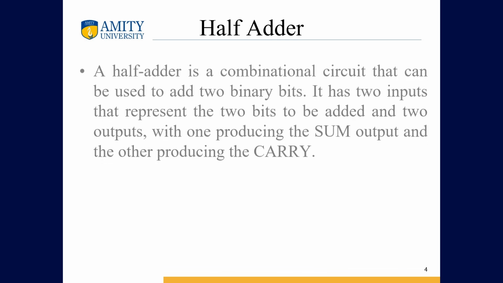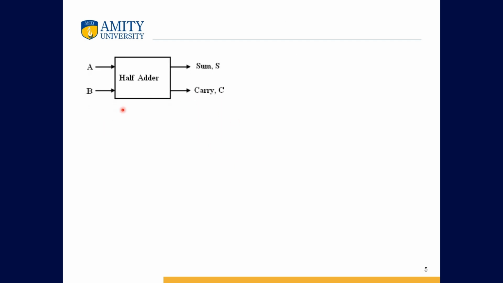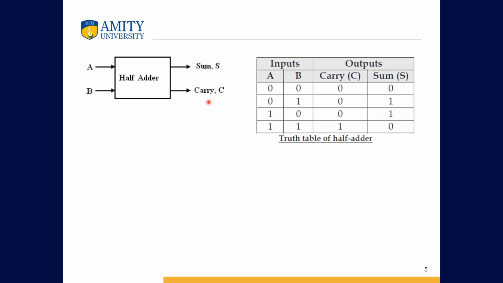Starting with a half adder, we can say that a half adder is a combinational circuit. All of these circuits that we're studying now are combinational circuits, because they are made with a combination of AND gates or any other gate that is used. The half adder has only two inputs. They represent 2 bits to be added, and 2 outputs. One of them will be the sum output and the other is the carry. This is the diagram that is used to represent a half adder. We have inputs A and B. There is a sum and a carry that come as the output.